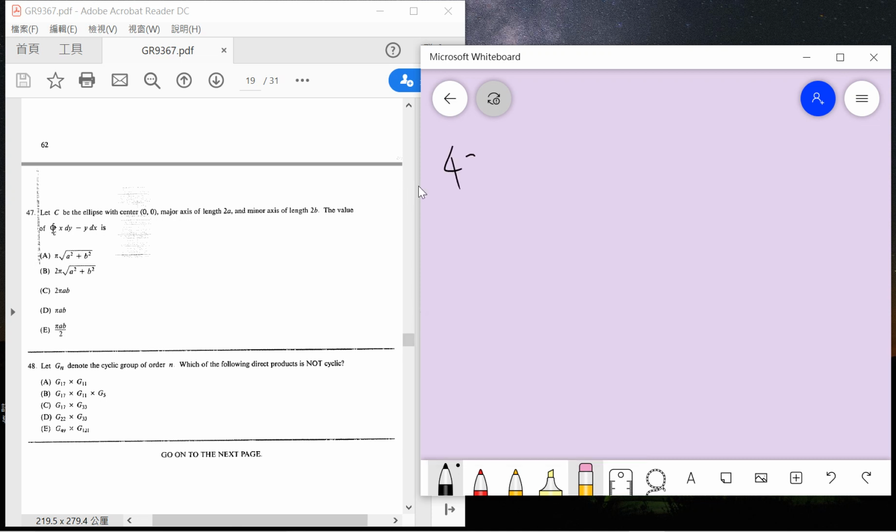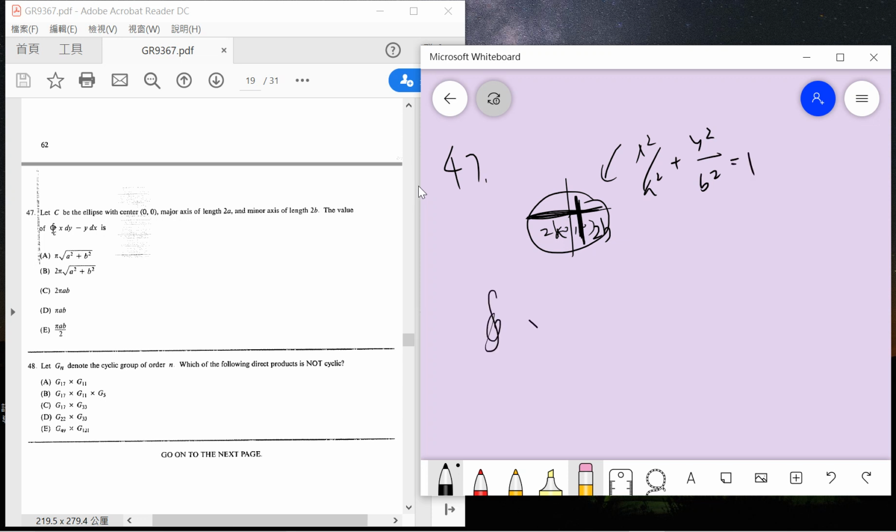47. So, we are continuing to solve the GRE math subject test, form 937. Basically, we see an ellipse where the major axis is 2a and the minor axis is 2b. So, you can view this as an ellipse. Okay. So, I ask you about x dy minus y dx.